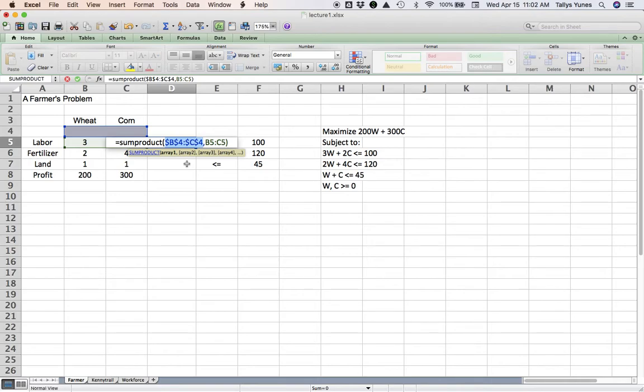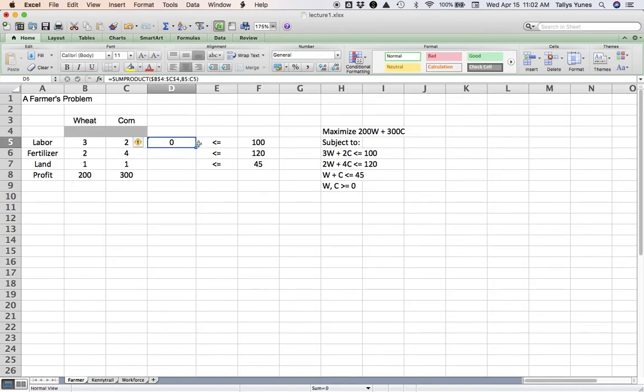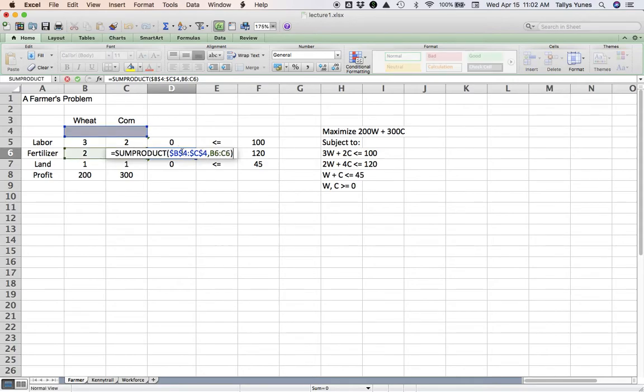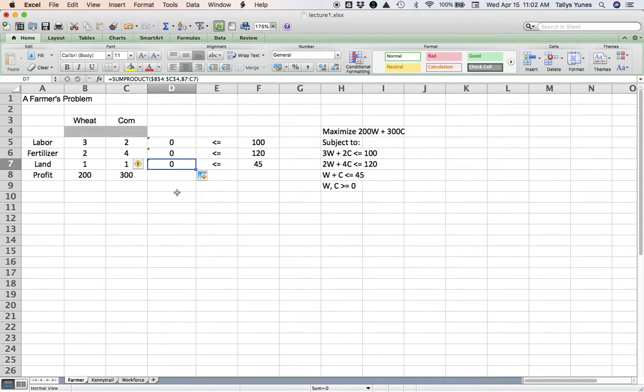If you're using Mac, Command T will do that for you after you select the range. When I do this here and I copy that down, notice what happens here is that the B4, C4 stayed constant because it's the same WC variables in every formula. But the numbers moved from 3, 2 to become 2, 4. And likewise, the next one, similar thing happened. The numbers moved again to be 1, 1.